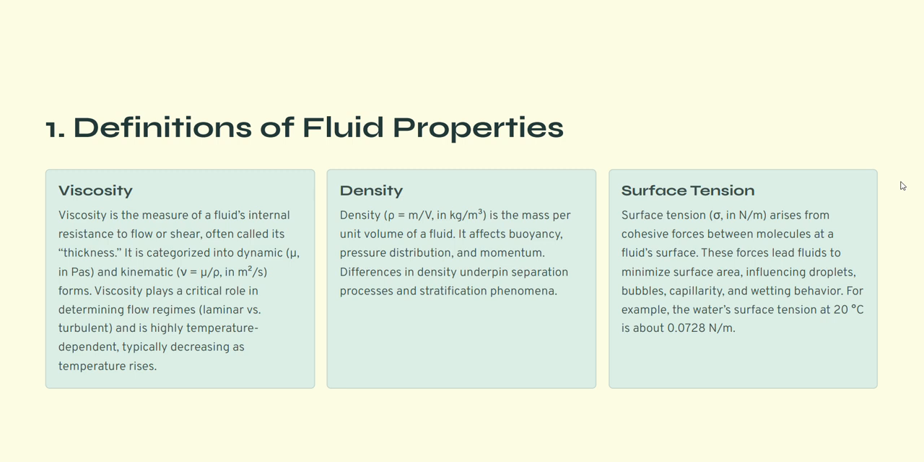And then for density. Density is the fluid's mass per unit volume. Density affects pressure distribution and separation. It's why equipment like hydrocyclones can separate liquids of different densities. Now, finally, for surface tension, this is the force that causes a fluid surface to minimize its area. Surface tension affects droplet behavior, coating, and emulsion formation, making it vital for microfluids and spraying applications.